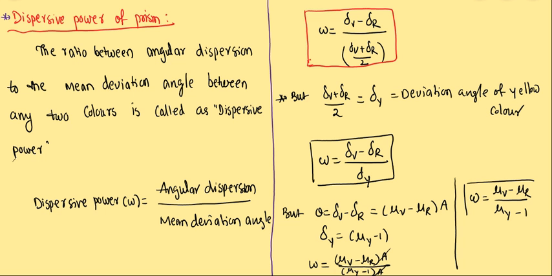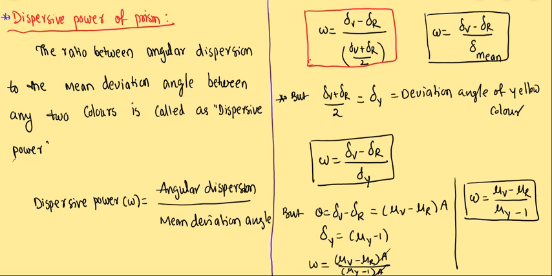This we can also write as delta V minus delta R by delta mean deviation angle. This is about dispersive power and its formulas.